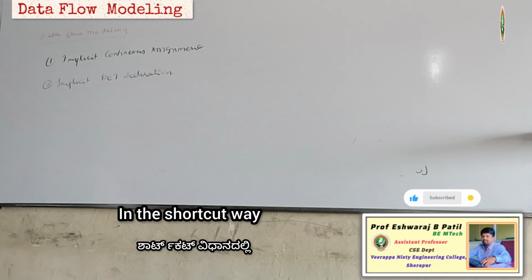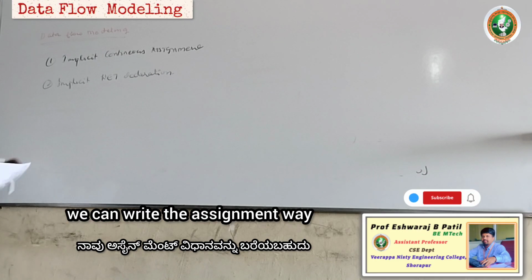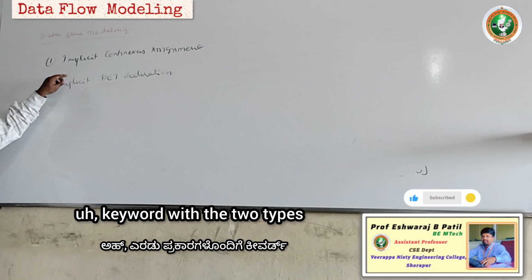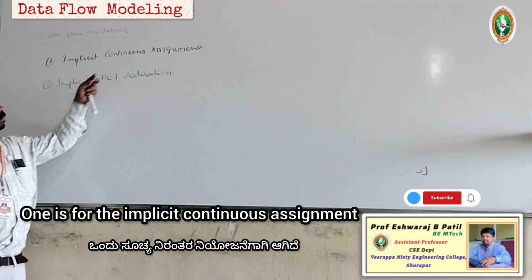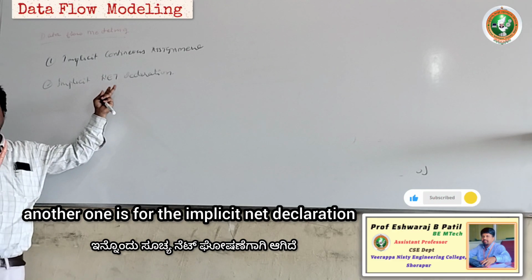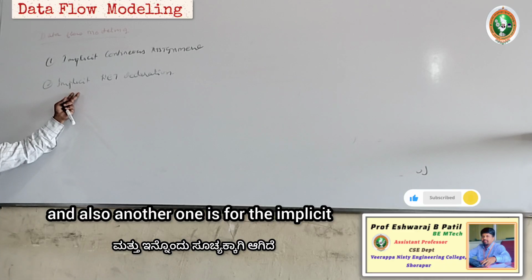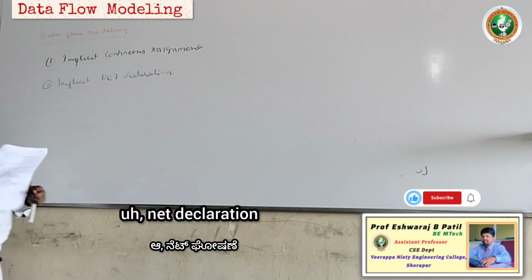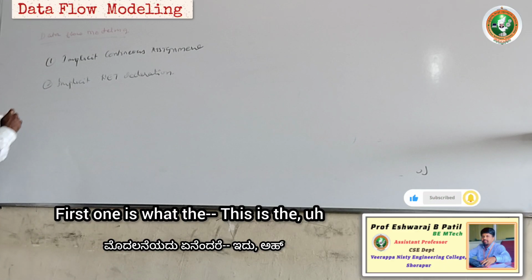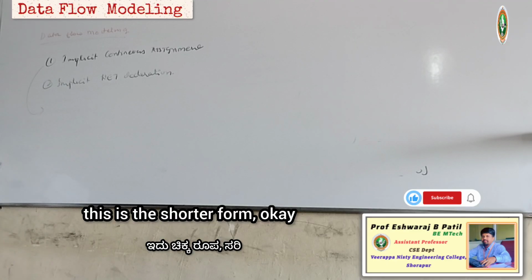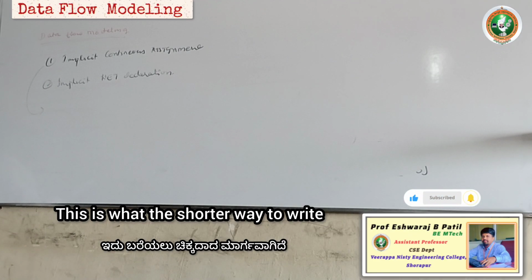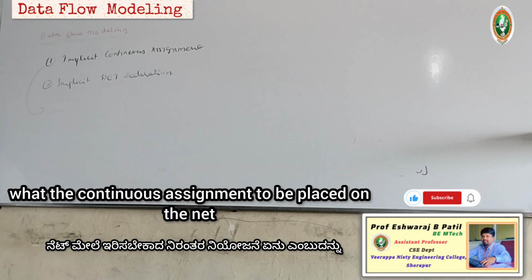In the shortcut way, we can write the assignment keyword in two types. One is the implicit continuous assignment, and the other is the implicit net declaration. The first one is the shorter form, the shorter way to write a continuous assignment placed on the net.